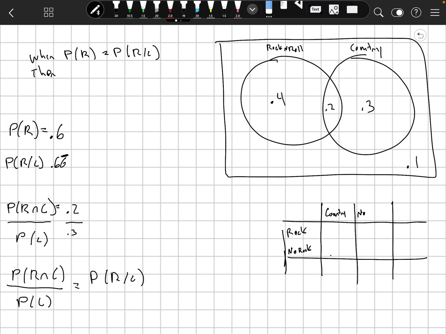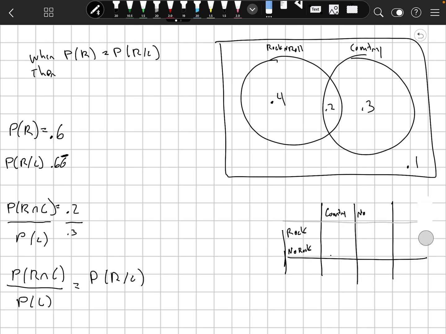First of all, we have two questions maybe that we'd have in a survey. Do you like rock and roll? And the answer would be yes or no. And do you like country music? And the answer would be yes or no. Let's take a look at it. The probability of liking rock and roll is 0.4 plus 0.2 or 0.6. Probability of liking country is 0.2 plus 0.3 or 0.5, 50%. The probability of liking rock and roll and country is 20%. So said yes to both, and then the probability of liking neither is 10%.